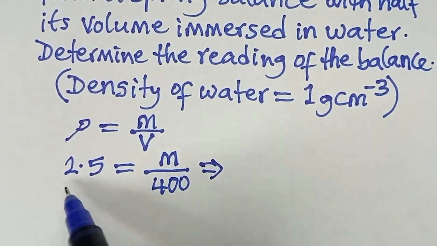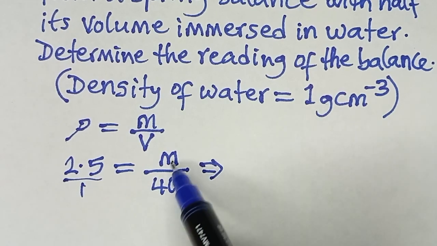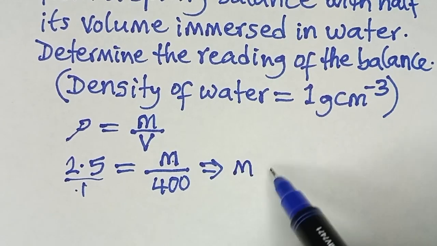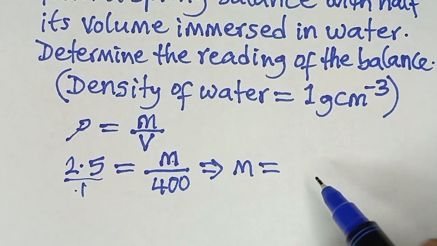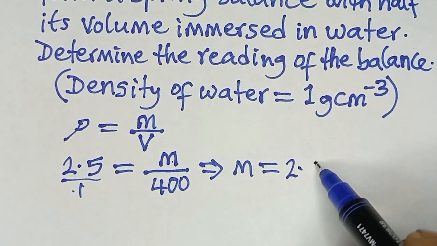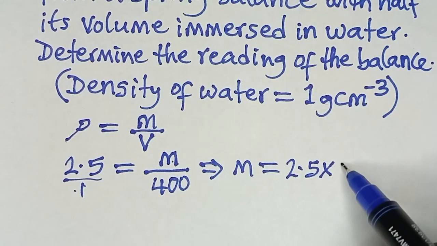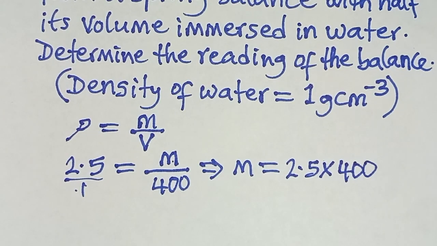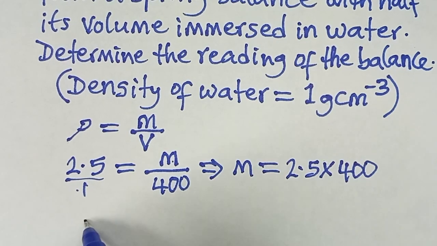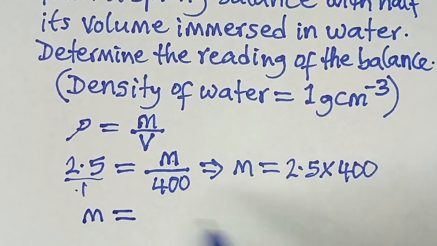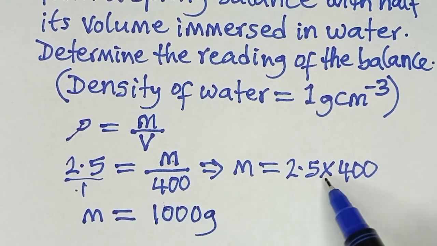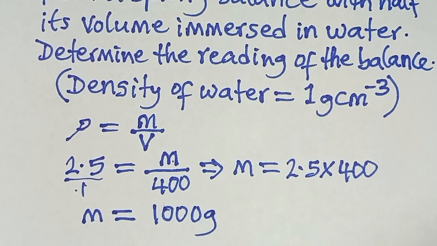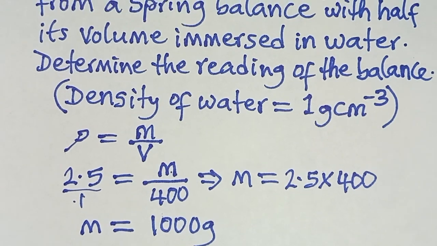When we cross multiply, this is like 2.5 over 1. So m multiplied by 1 is the mass, and that will be equal to 2.5 multiplied by 400. And that will give us the mass of the object as 1,000 gram. So 2.5 times 400 will give us 1,000 gram. So that is the mass of the object.